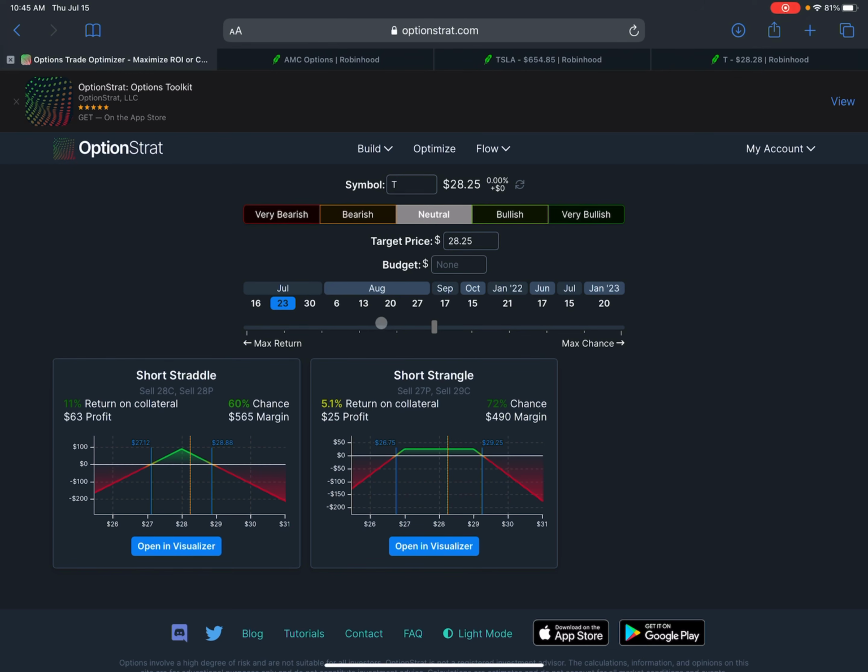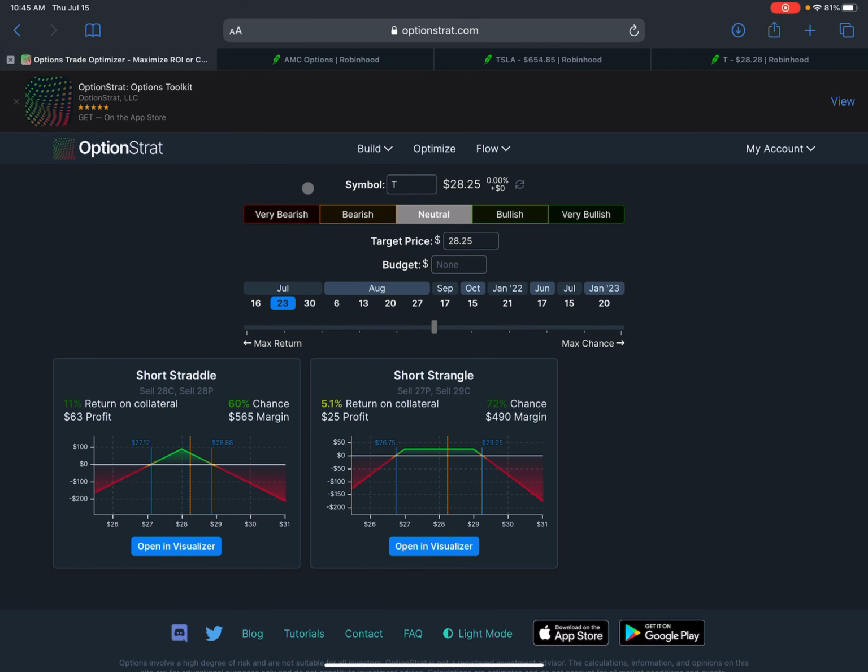Let's say you're neutral on AT&T, and it gives you two options of short straddles. You would sell a 27 put, and you would sell a $29 call. The chance of profiting is 72%, and you're able to make $25. So the profit isn't very big, but still it gives you some options of how you can make money on neutral stocks.